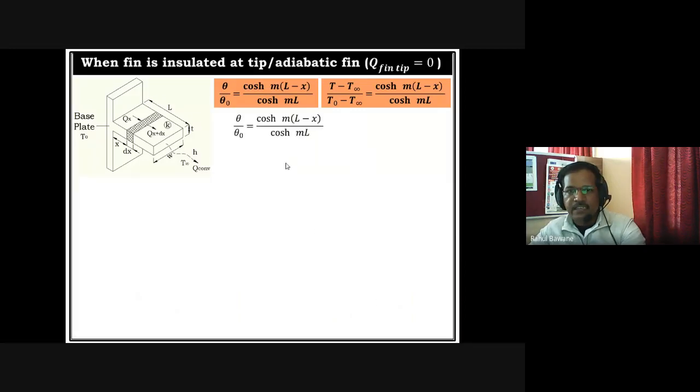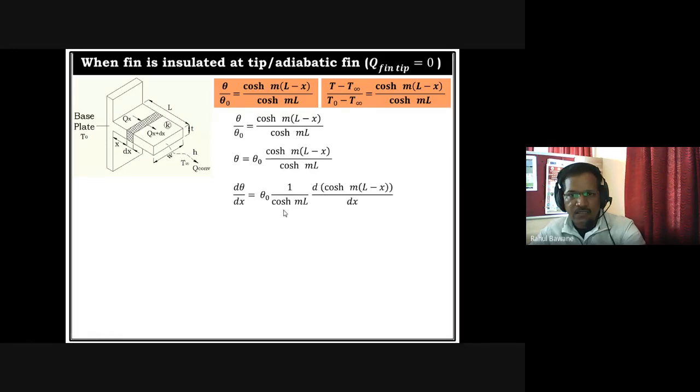Now we will see the heat transfer rate. We obtained this relation: theta upon theta 0 equals cosh m(L minus x) divided by cosh mL. Now rearranging, I am shifting theta 0 to the left hand side, so this is our relation. Now differentiate this with respect to x, so d theta by dx. Theta 0 has a value T0 minus T infinity, and both temperatures do not depend on the x distance, so it is constant. In cosh mL, m and L are both constants.